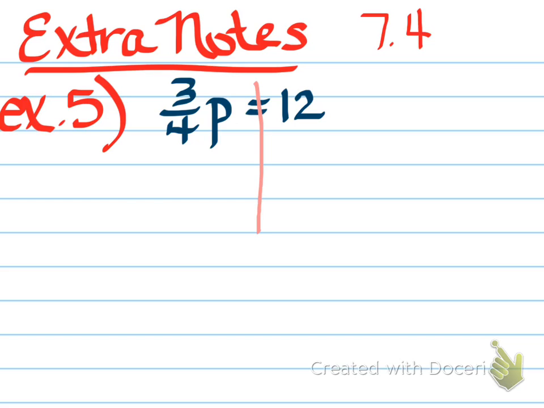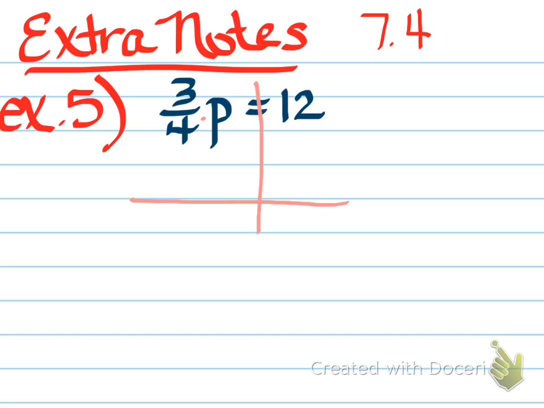Through the equal sign, give yourself some space to work. In this case, I'm giving myself a bigger gap, and I'll talk to you about that in a second. I'm giving myself 2 lines. So we have 3/4 times P equals 12.